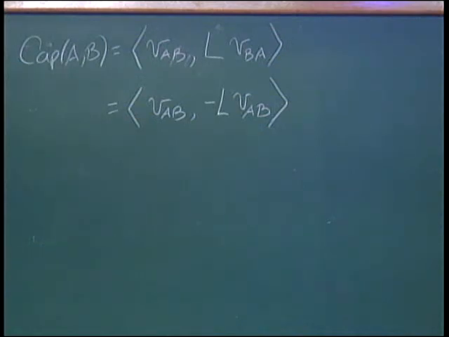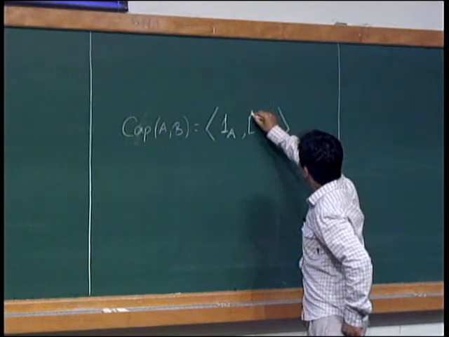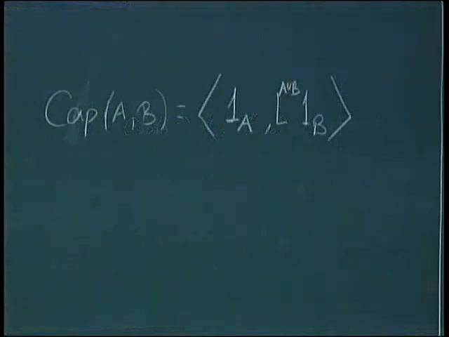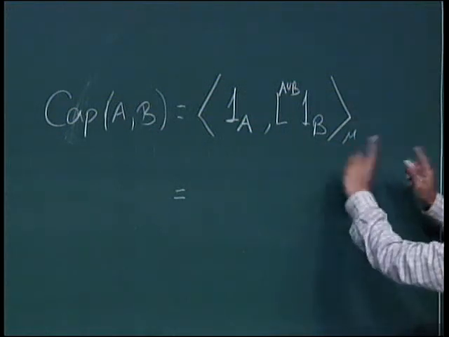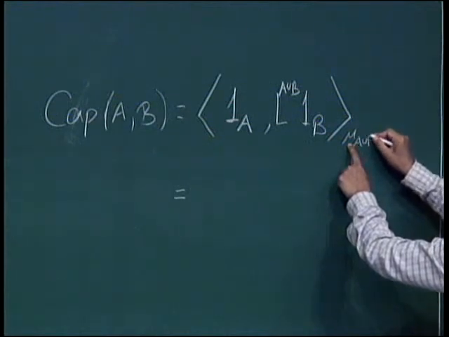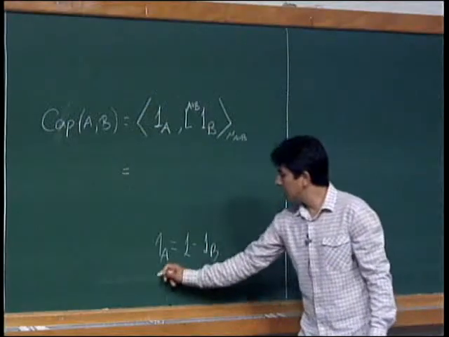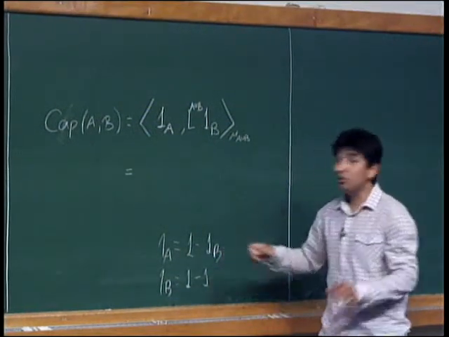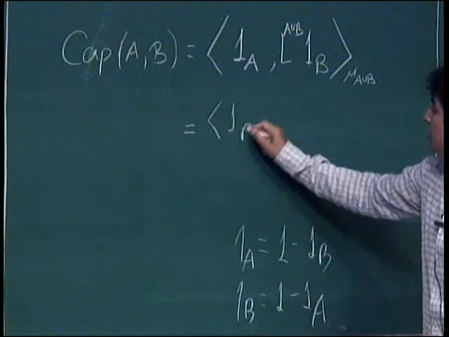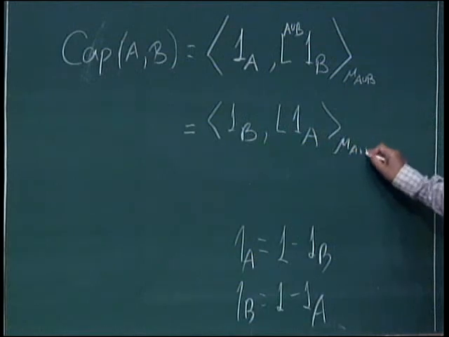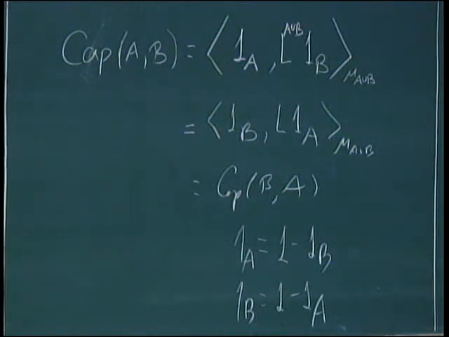And you can put here just the indicator of the set A, the indicator of the set B, and here you take the trace of the process just on the union of these two subsets, A and B. Now this is the L2 inner product for the measure conditioned to the union of these two subsets. And now the indicator of A is 1 minus the indicator of B, and the same for B, because the union of A and B now is the whole state space. This is the trick. In this way, we see that finally we obtain the same thing if we change the order of the subsets.